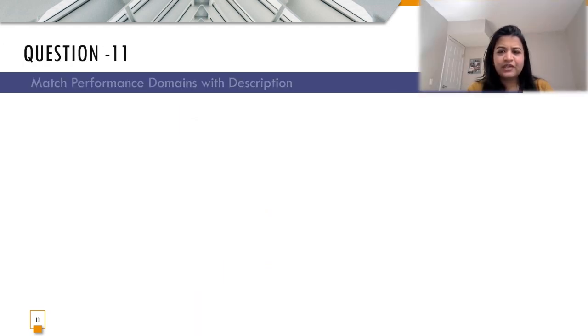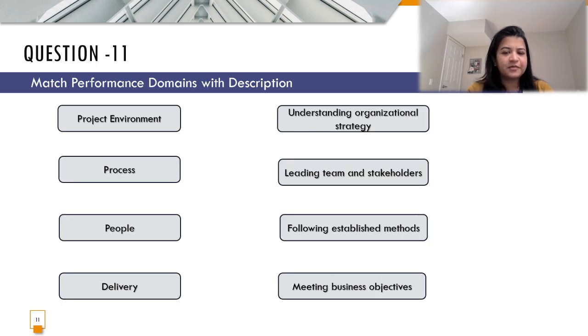So for question 11, we are supposed to match the performance domains with their descriptions. Here we have project environment, process, people, and delivery. Now, in order for us to solve it in a faster manner, we know that people is something to do with leading teams and the stakeholders.